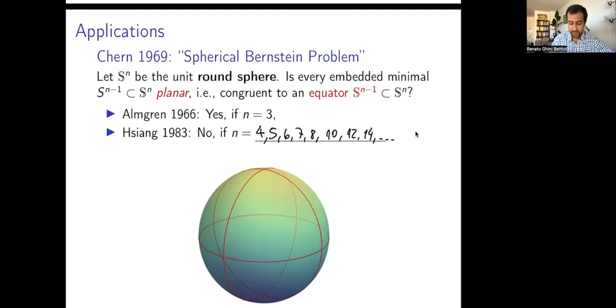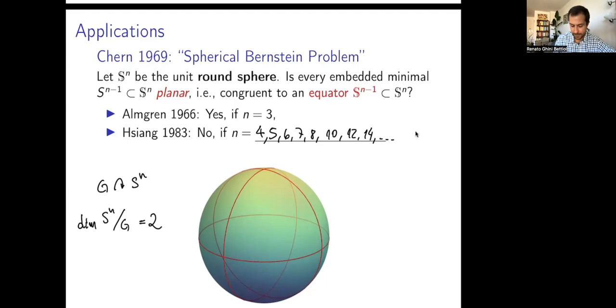And the way that these non-equatorial minimal spheres are found is exactly using some group action, some group that acts by cohomogeneity 2 on our sphere. Here the quotient will be something of dimension 2. And then you look for geodesics that are, for example, free boundary geodesics, since this guy will have boundary.